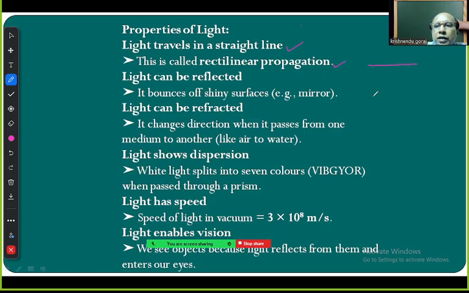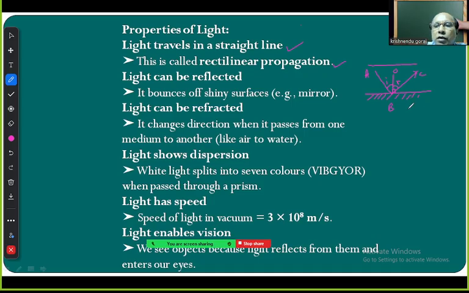What is the meaning of reflection? Suppose this is a mirror. This is the normal, that means this is 90 degrees. This is the incident ray, suppose this is AB. This is the reflected ray. This is angle I, and this is angle R. We know that in case of reflection, the incident ray AB, the reflected ray BC, and BO, the normal, all lie in the same plane.